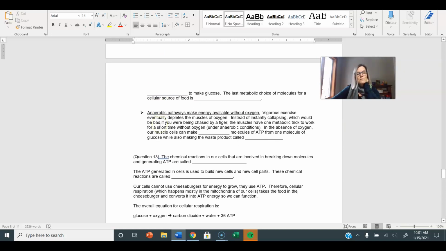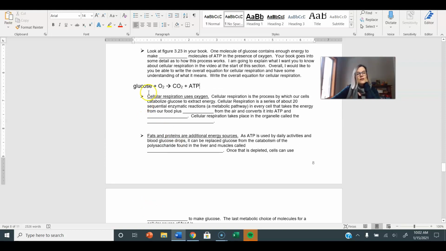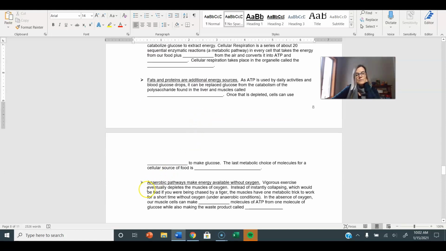The last thing I want to mention, and you're guided to look it over through this handout, is that occasionally we run out of oxygen. Think about the last time you had muscles that were burning, maybe lifting weights or running. The reason they're burning is because they're running out of oxygen. So instead of doing cellular respiration, glucose plus oxygen, to get our ATP, we do that pathway anaerobically. Your book goes into details about this pathway.